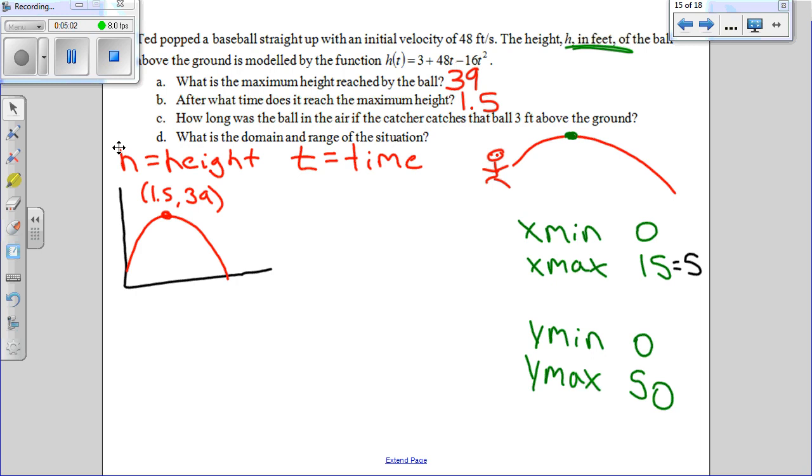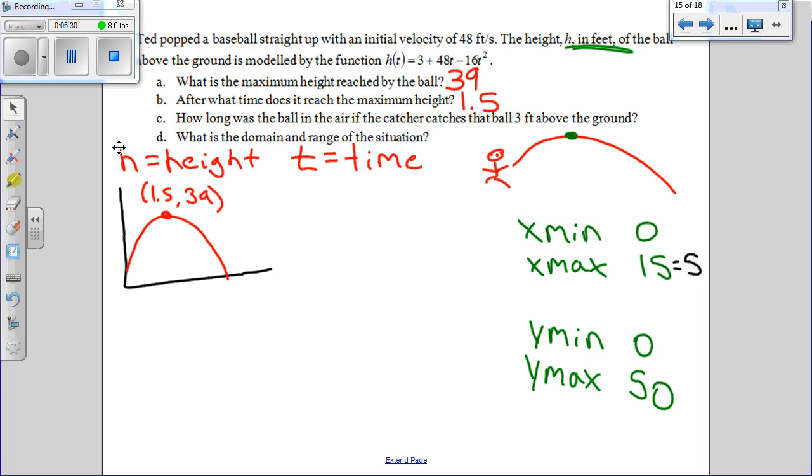All right, part C. This is the question that throws a lot of people off because it doesn't feel like it gives much info. You could see this question written two ways. The first way is, how long was the ball in the air? They could just stop right there. That means you're looking for when it hits the ground. How long till it hits the ground, which would be your x-intercept.